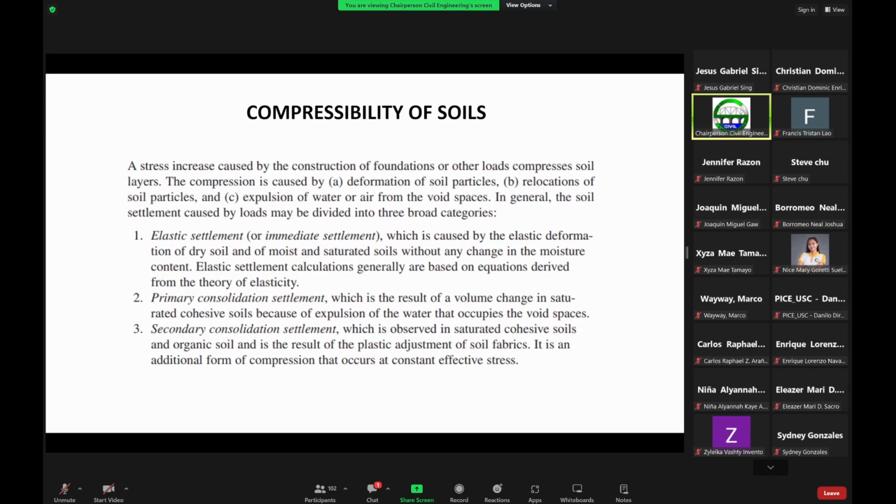So this compression of the soils is caused by a deformation of the soil particles. So the soil particles can deform, or the relocations of soil particles, the soil particles themselves displace from each other, or if there is an expulsion of water or air from the void spaces.